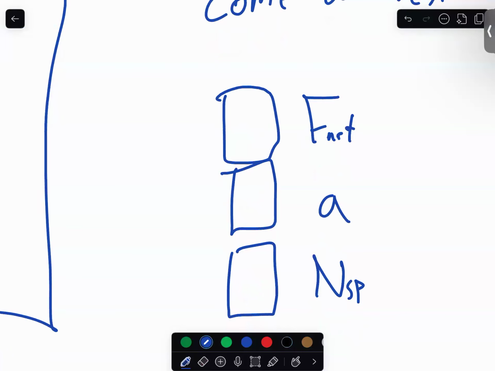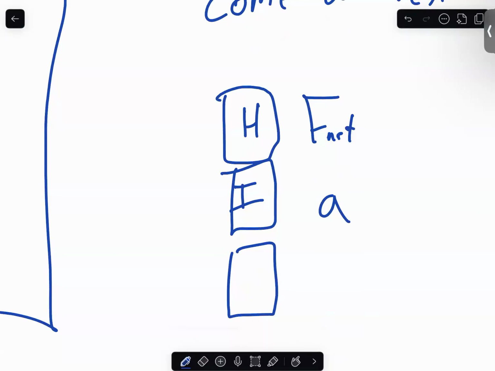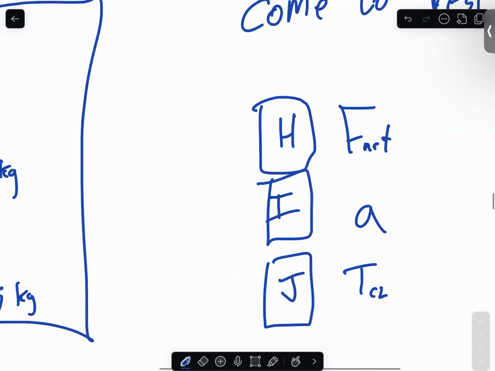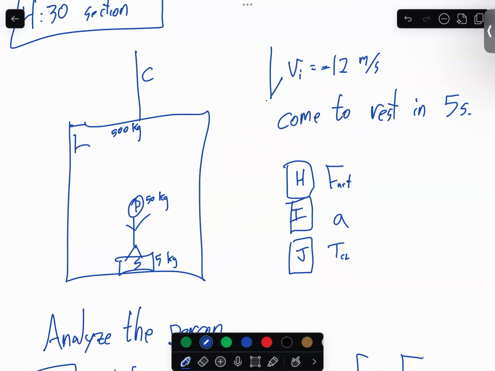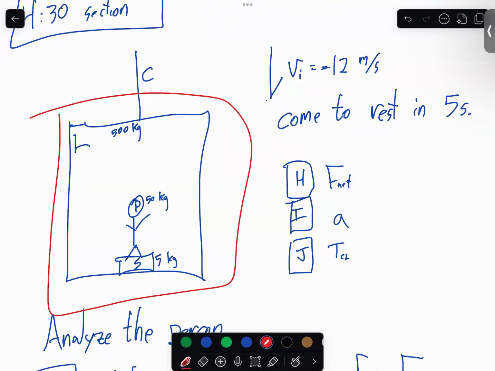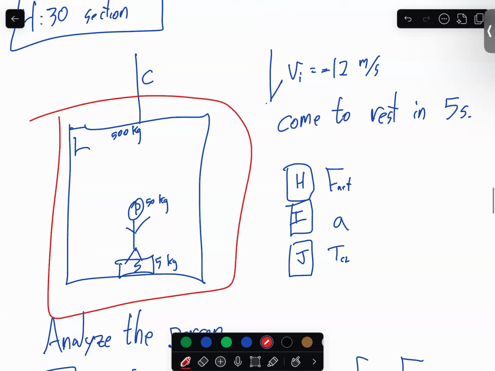I want you to write F net for this system, and the acceleration for this system. In this example, the scale and the person are inside. I want you to find the tension of the cable on the lift, and this will be J. Do the exact same thing we just did when the system is this. Same initial velocity, same time. Repeat your steps.